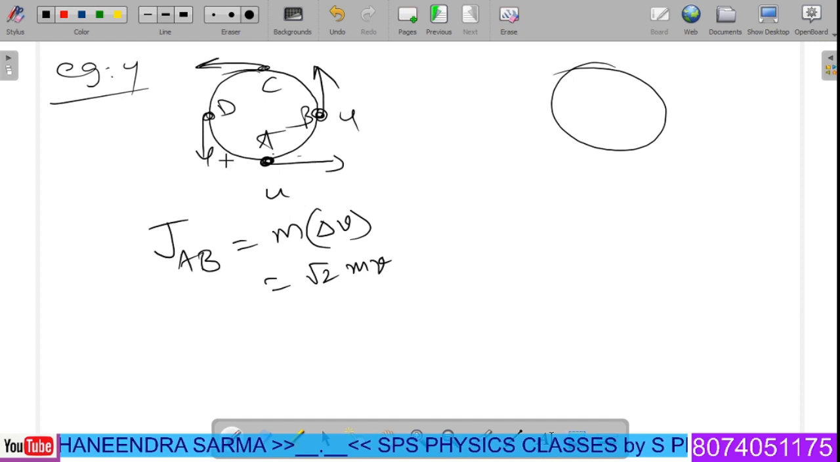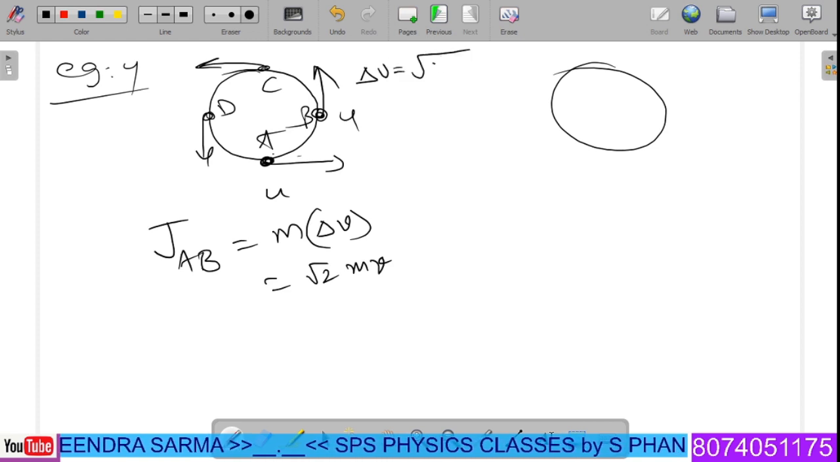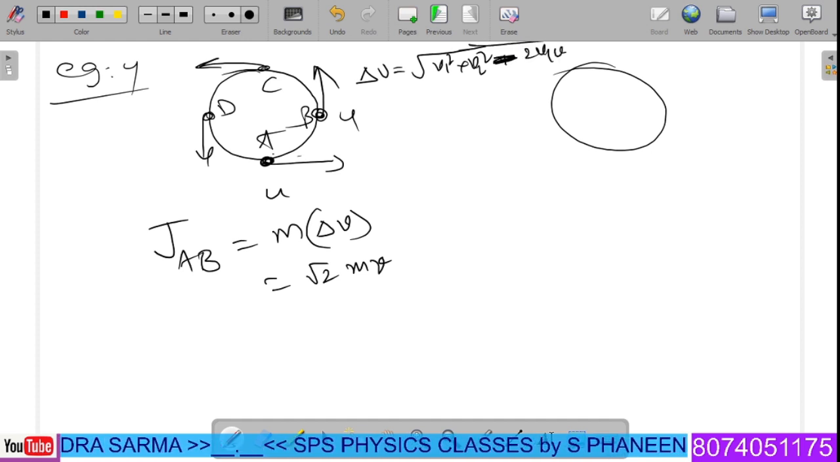What's the formula I'm using here? The parallelogram law for the determination of relative velocity. So the change in velocity is equal to the root of v1 square plus v2 square minus 2 v1 v2 cos theta. Because the angle between them is 90 degrees, cos 90 is 0. Since v1 and v2 are both equal, I can write root 2 into mv.